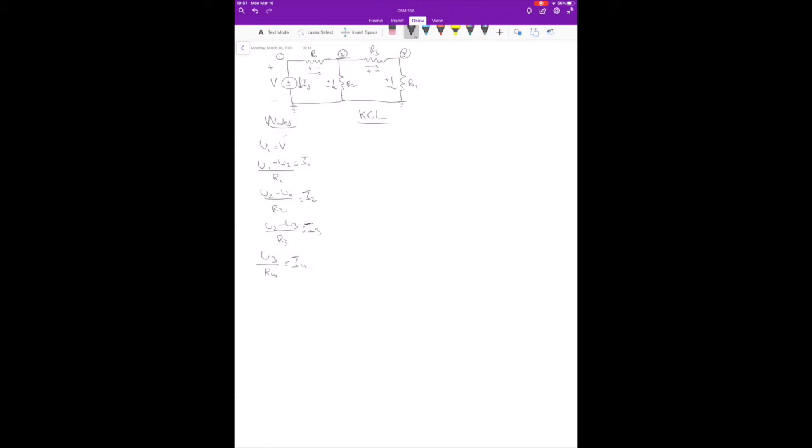At node 2, I can see that there's one current going in and two currents going out. Namely, I1 is coming in, and it's equal to the sum of the currents going out, which is I2 plus I3. Then at node 3, we have our I3 going in and I4 going out. This is pretty similar to the first part, where you just had one current going in and the other one going out.